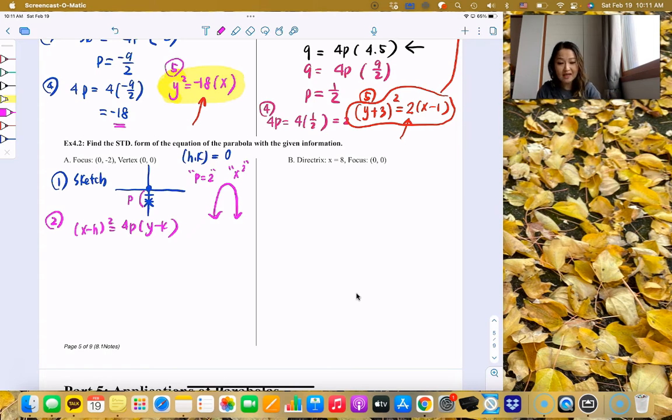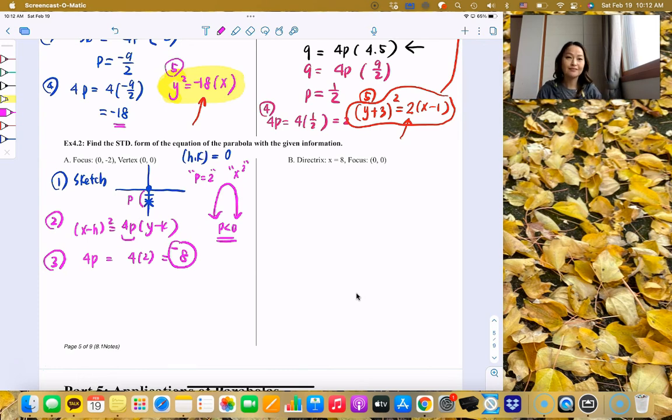Is p positive or p negative? X squared, and p is definitely negative. And you know for sure that p is 2 because it went 2 down from the vertex that's provided. So you're thinking, okay, wait, p is 2. There's so much information, but I need 4p, right? So you're like, yeah, I need 4p, but I know that p is 2, so I know that it's going to be 8. But I know p is negative, so I know it's negative 8. There's a lot to process.